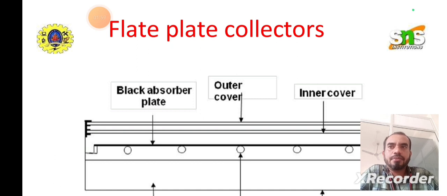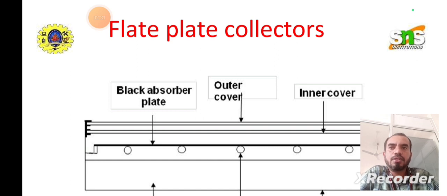The flat plate collectors and the concentrating focusing collectors. The flat plate collector is also known as the non-concentrating collector. Solar collectors may be classified according to their collecting characteristics, the way in which they are mounted, and the type of transfer fluid they employ. The first subdivision we are going to see is the collecting characteristics.